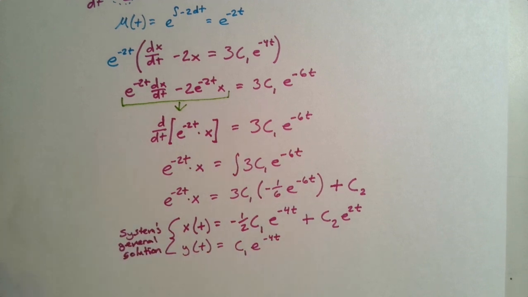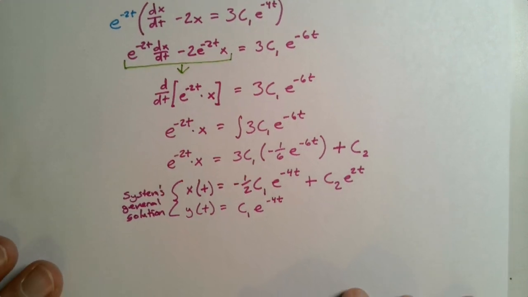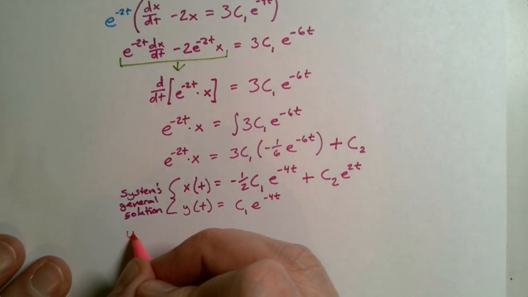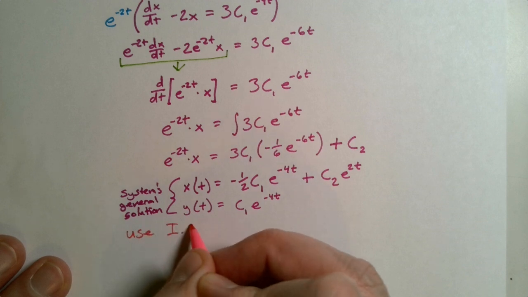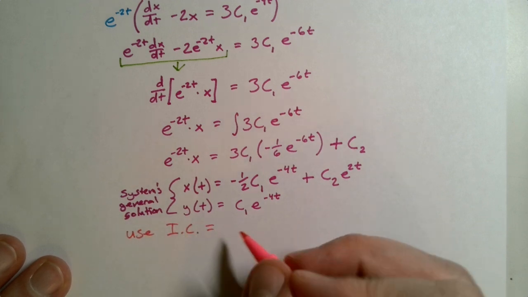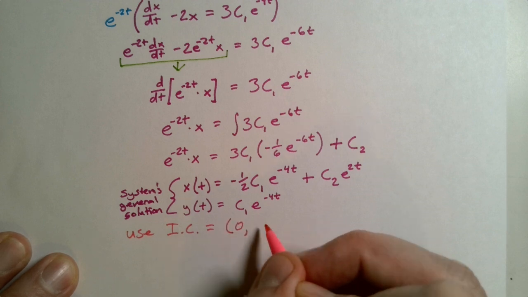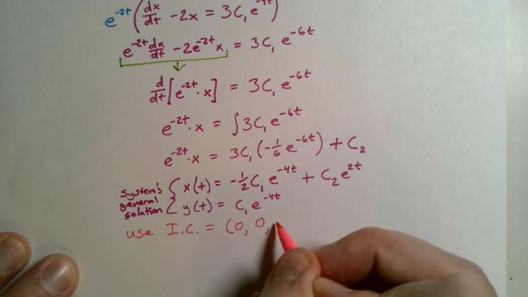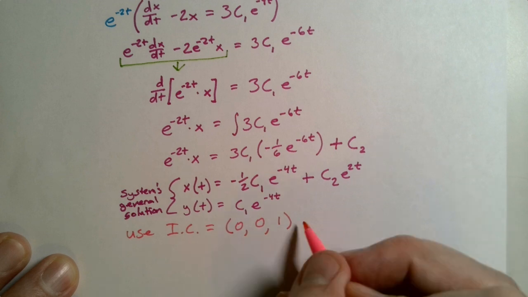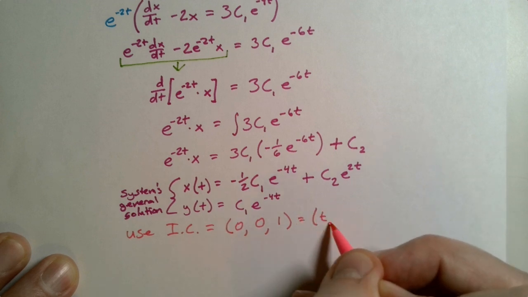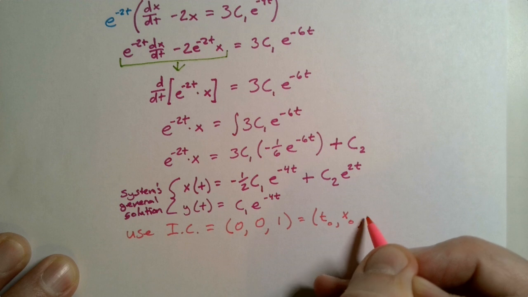And of course, we're not done because we were told that there's an initial condition. And so we can use our initial condition with our general solution to figure out our particular solution. So let's use the initial condition. If you remember, the initial condition is when t equals 0, x equals 0, and y equals 1. And that's our t, our x, and our y.